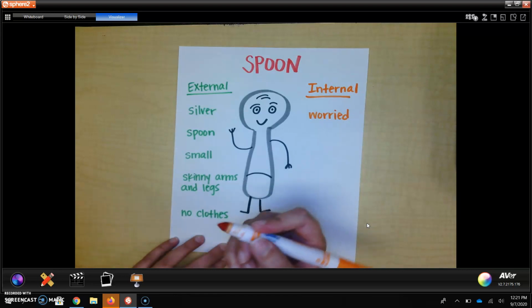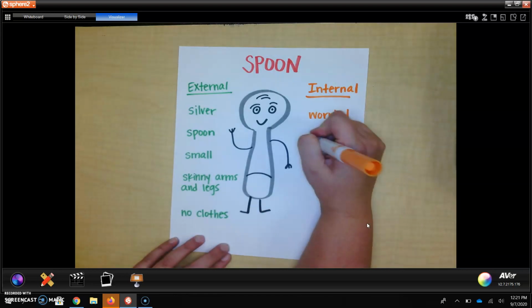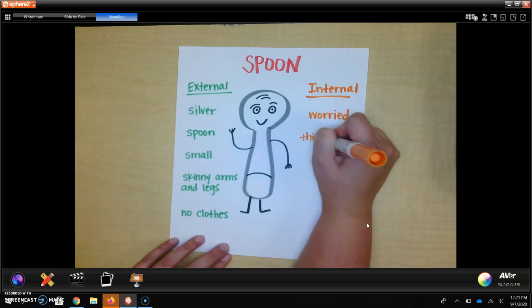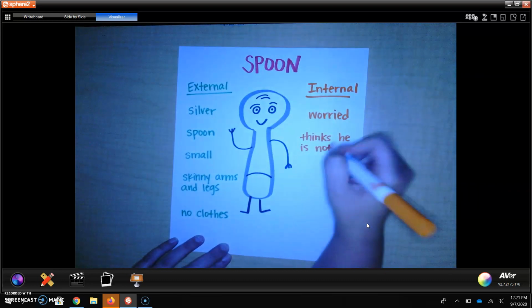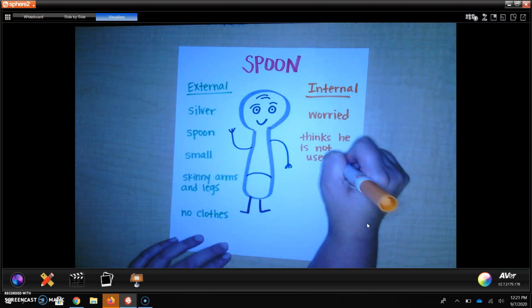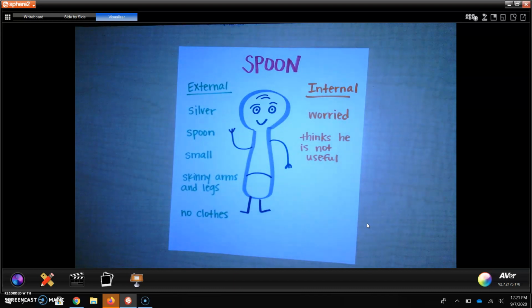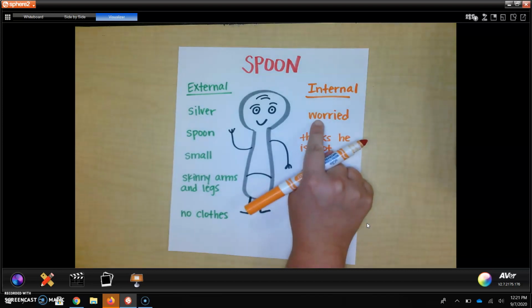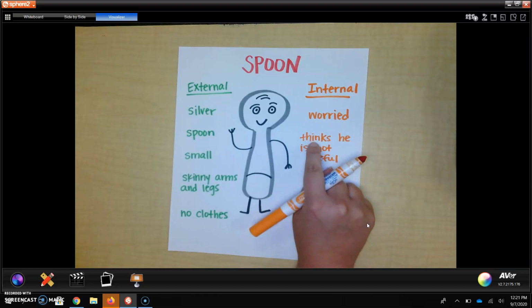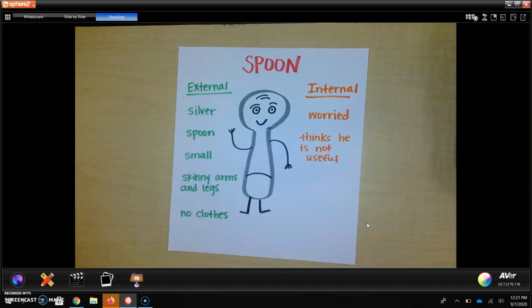Spoon also felt, so a feeling that I noticed was that he thinks he is not useful. So Spoon thought that he wasn't as useful as forks and as knives and as chopsticks. He thought that he couldn't do all the same cool things that they could. So we know a feeling was he felt worried, and his thoughts. He thinks throughout the book that he's not useful.